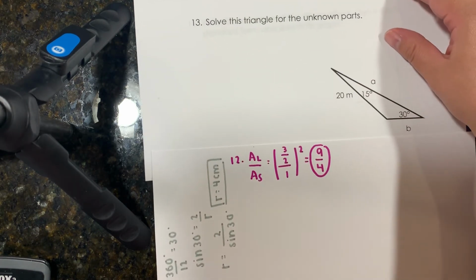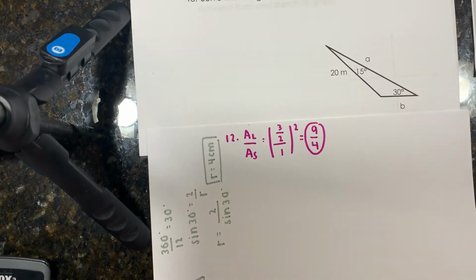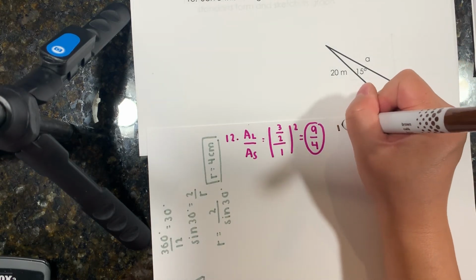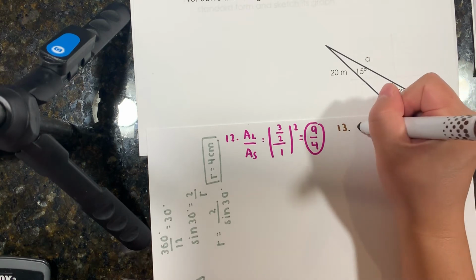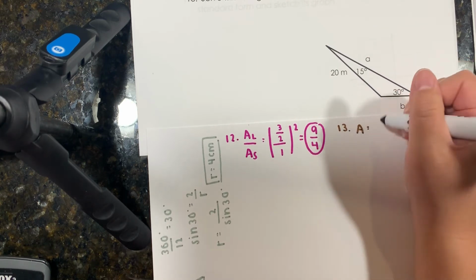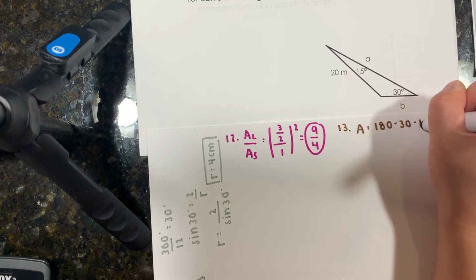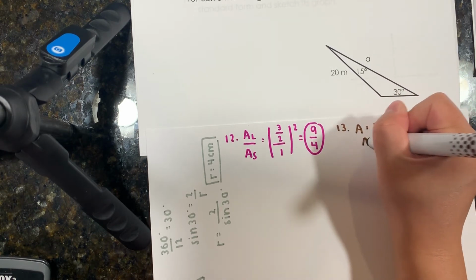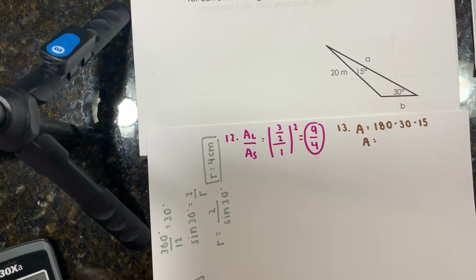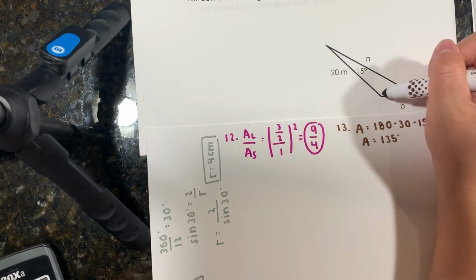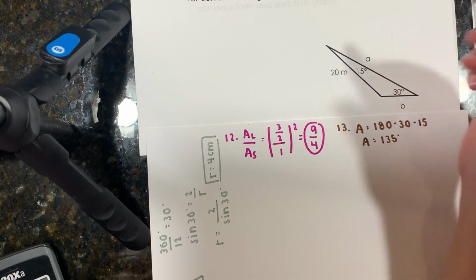Now moving on to number 13, which we are going to use the law of sines for. I'm going to solve for this angle right here, even though it does not ask me to. A is going to be equal to 180 minus 30 minus 15, so A is going to be equal to 135. And remember, the side opposite the angle constitutes a pair.